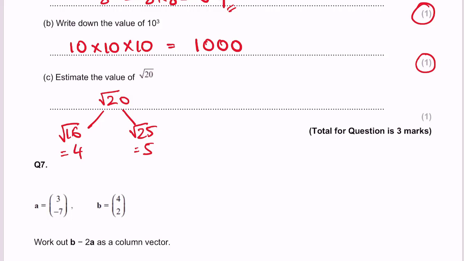So which is it closer to? It's 4 away from 25 and 5 away from 16. So that's going to be around about, let's say, 4.5. According to the mark scheme, if you have an answer greater than 4 but less than 5, you will get the mark, which is 1 mark. So 3 marks altogether for this question here.